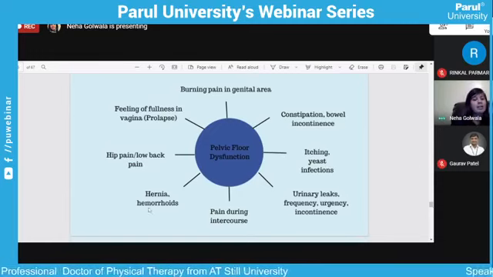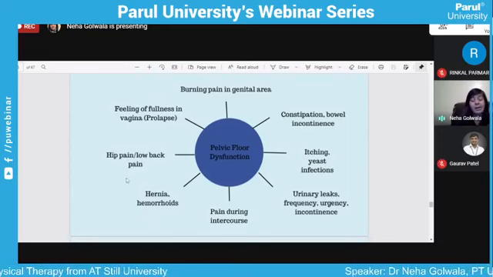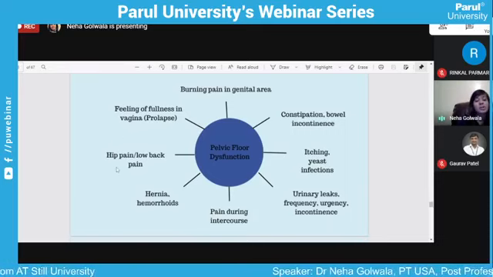Pain during intercourse, hernia and hemorrhoids. Again, downward pressure can lead to the weak part just popping out, like inguinal hernia or hemorrhoids. Definitely they can be treated by managing intra-abdominal pressure during functional movements. And we can go on and on, squat form and many other things. Hip pain, low back pain. There is a high relationship between hip arthritis or hip pain, low back pain, and the glute muscle firing, the multifidus firing, and the pelvic floor function.